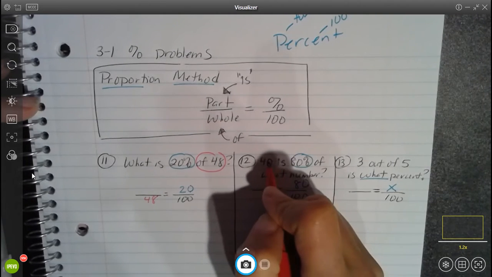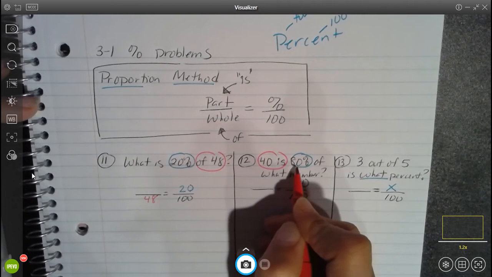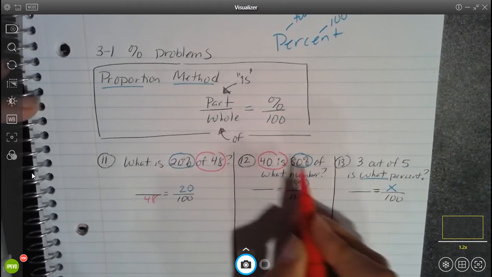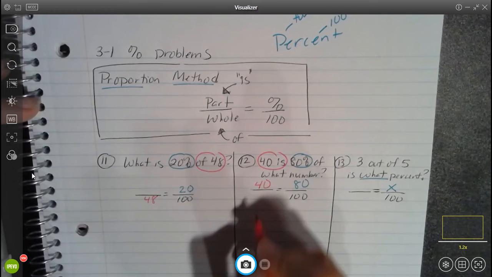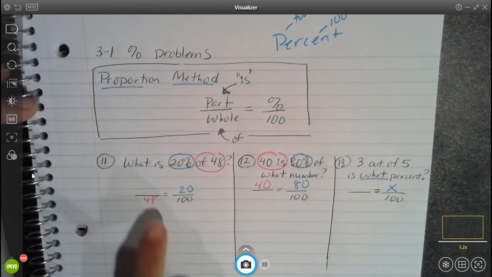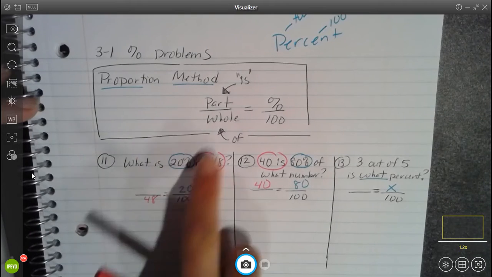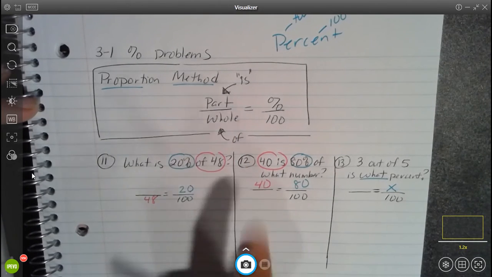Let's compare that to this one. Here it says the 40 is the 80%. So the "is" is the part that is the 80%. So in this case, the 40 goes on the top. So they go in a different location. If it's the whole or an "of," it goes on the bottom. If it's an "is" or the part, it goes on the top.